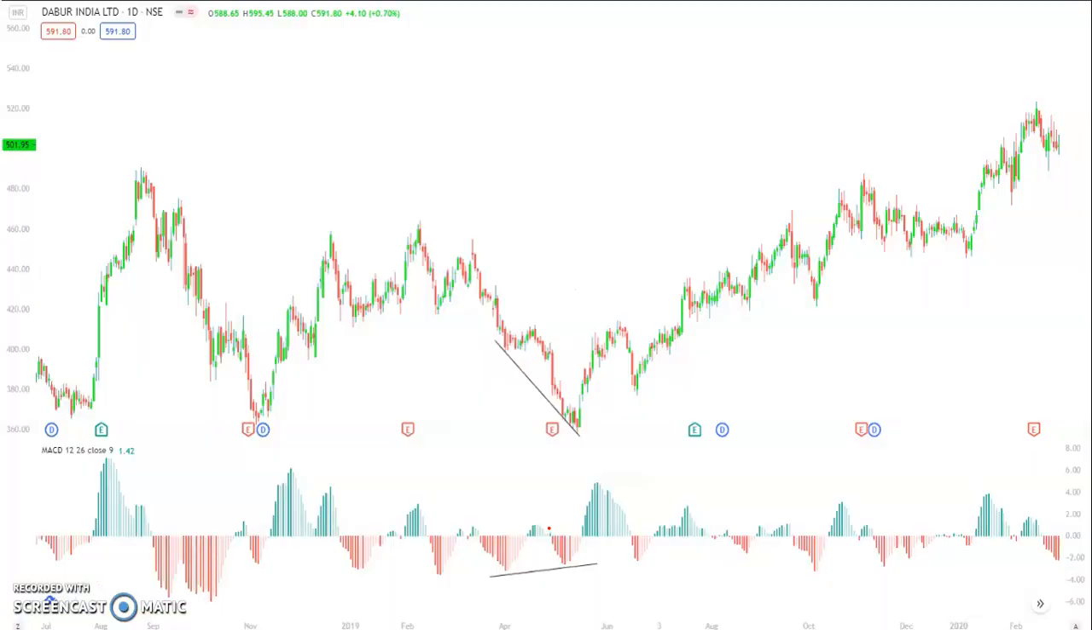So here we can see there is a downtrend, and then we see the lower low in the price, and then we see the higher low in the MACD chart. So when we take our trade is simple. Whenever you see the green color in MACD, you take a buy position somewhere. And then this will be your stop loss target.